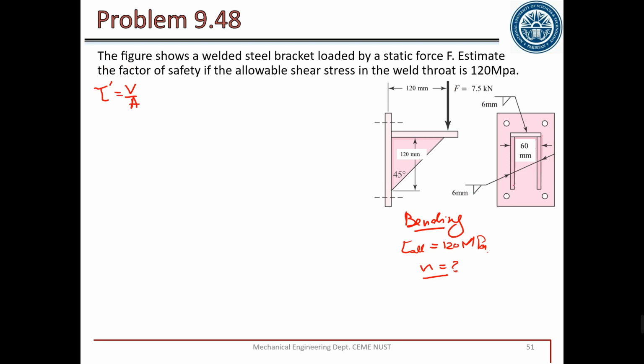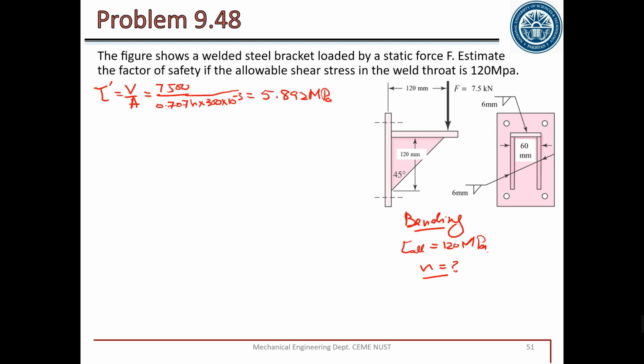And what is the area? Length, length, length. So 120 plus 120 plus the size of this is 60. So 240 plus 60, 300. And multiplying 300 with 0.707 h gives the area. V is equal to 7500 divided by 0.707 h into 300 into 10 power minus 3, because the units are millimeter. So tau prime is 5.892 MPa. This is also the easy part.